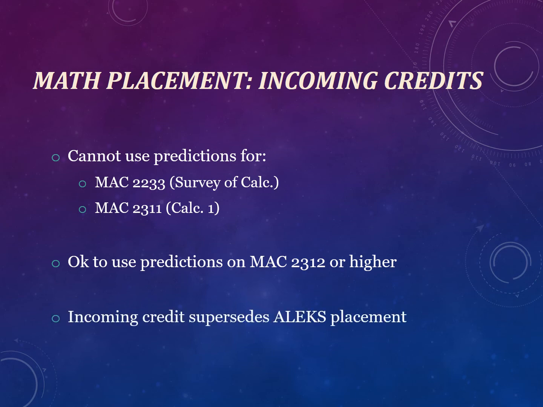And then just a reminder, incoming credit supersedes ALEKS placement. Similar to what we were talking about with incoming credit superseding other classes during the general module, this is the same kind of idea. We can't say that ALEKS is more valuable or more valid than an incoming credit class. So, for example, if a student earns a 60% on ALEKS, but then has Calc 1 credit for AP Calc, and they want to repeat Calc 1, they can do that because they have access to Calc 1 via their incoming credit. And we can use that to supersede the ALEKS placement, and that's okay.